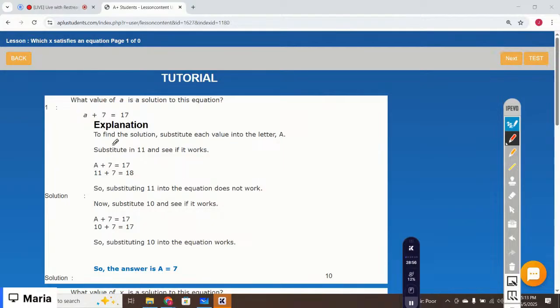Or you can guess the answers, right? You're given the options, so just use the options. Let's check with 11. 11 plus 7 is 18, so option number one is not the correct option. We have to make 17. So option number two is the correct option because 10 plus 7 is 17.